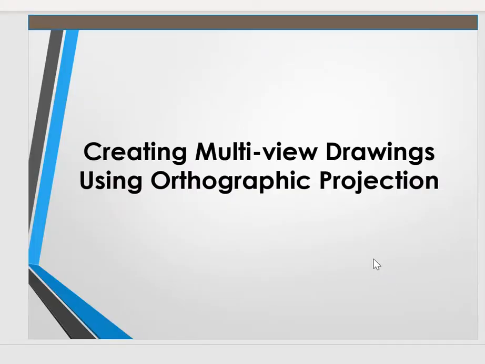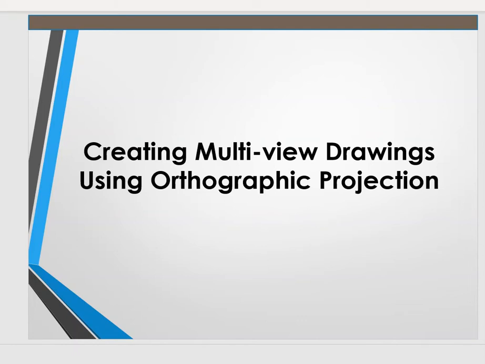Hi everyone! Today we're going to talk about multi-line drawings and orthographic projection and some various drawing components. So let's get started, shall we? So we are going to learn about how to create multi-view drawings using orthographic projection.